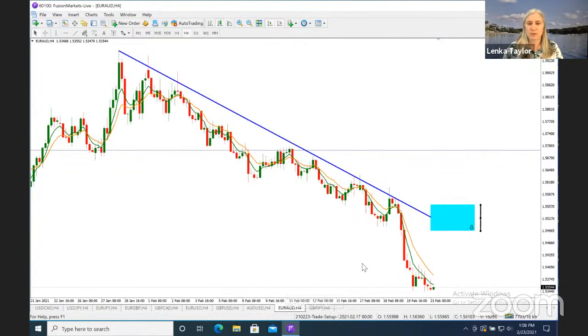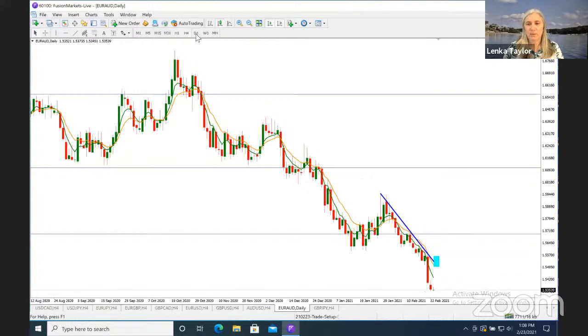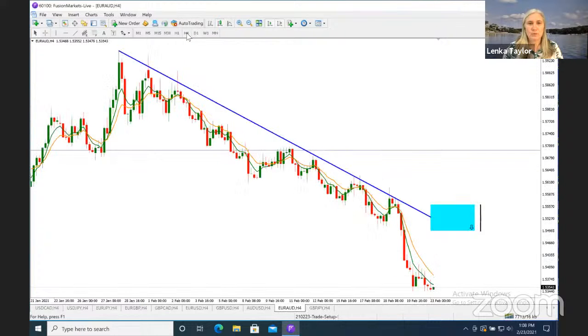Next chart is Euro AUD on the 4-hourly. So in terms of direction, the direction is going down. So I'm looking for short positions. I'm looking to enter into short trades. So at the moment, the price is very low. So looking for retracement back up into the entry area near the trend line, and then would look for a price action setup for a short entry.